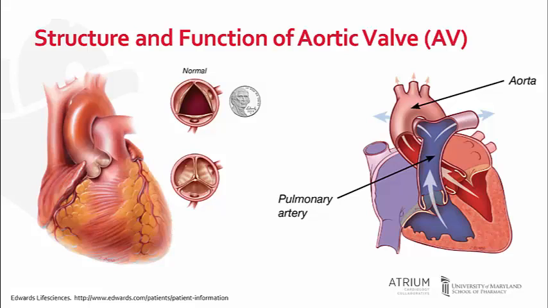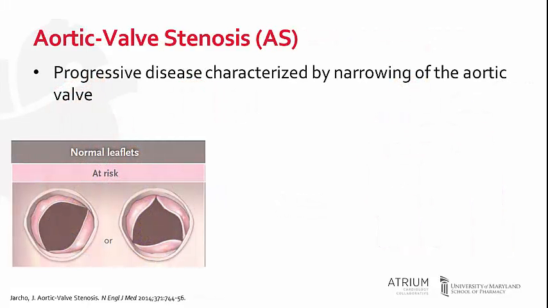Now that we have an understanding and appreciation for the role and function of the aortic valve, let's begin talking about aortic stenosis. Aortic valve stenosis is a disease characterized by narrowing of the aortic valve. Such narrowing leads to obstruction of outward blood flow from the left ventricle and eventually leads to cardiovascular collapse owing to left ventricular failure. What I've shown here is a picture of two aortic valves.